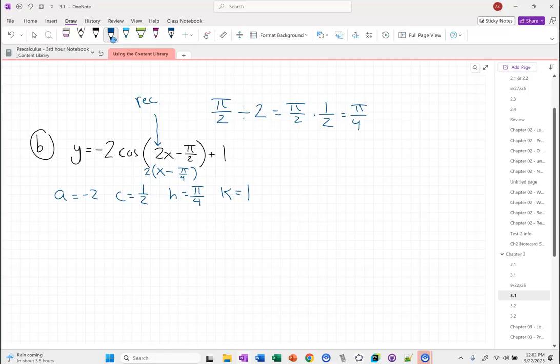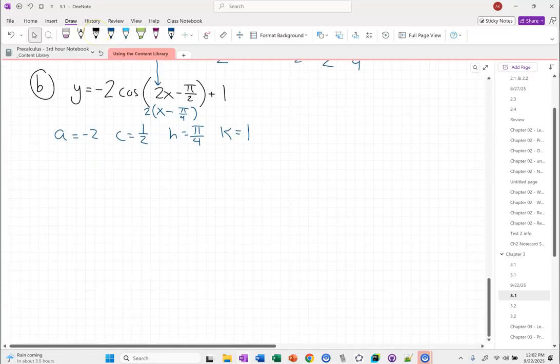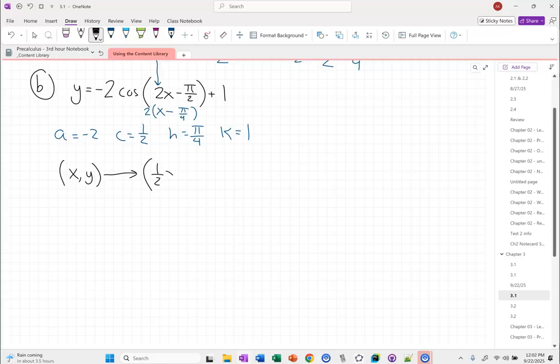Everybody on board with me so far? Okay. So we'll write our transformation map. It's Cx plus h, comma, ay plus k. Again, I'm just using that formula that we'd written down earlier that we said was prime note card candidate.